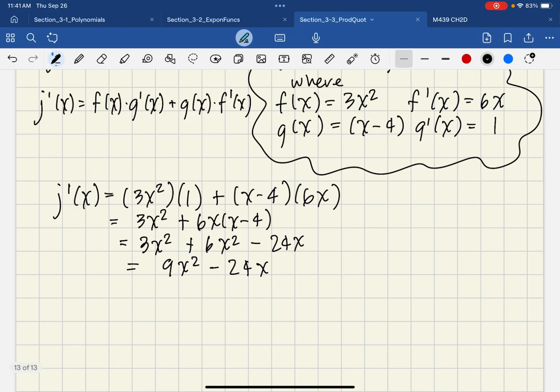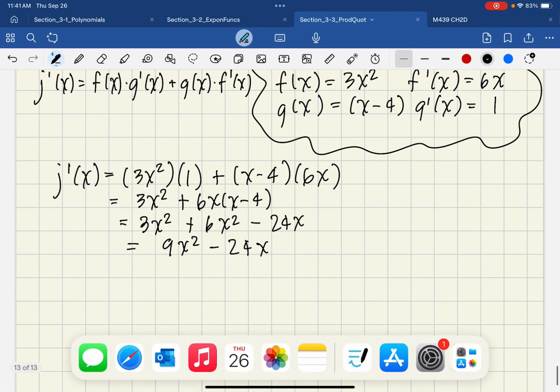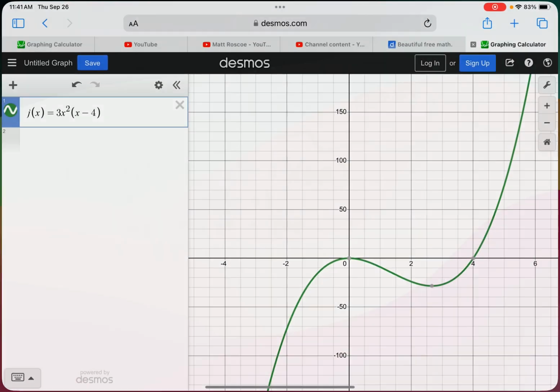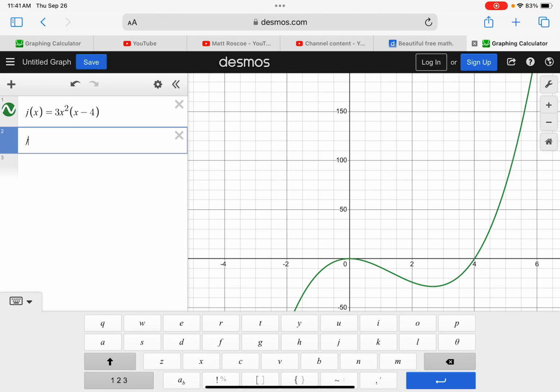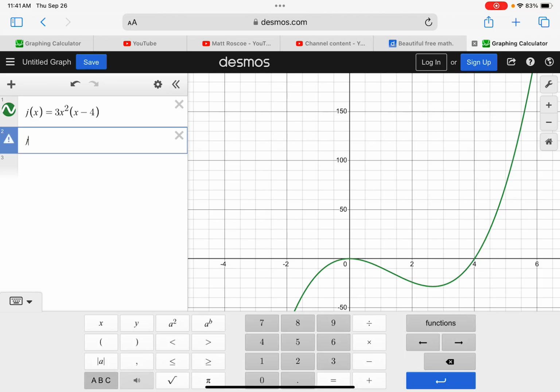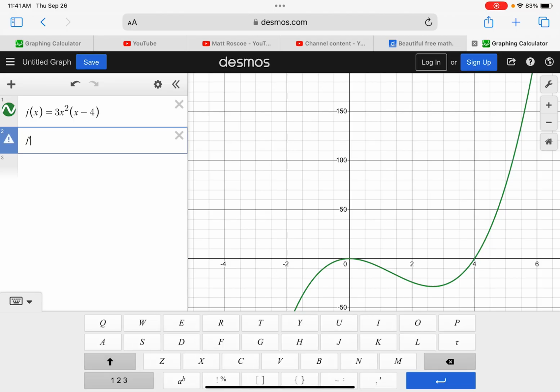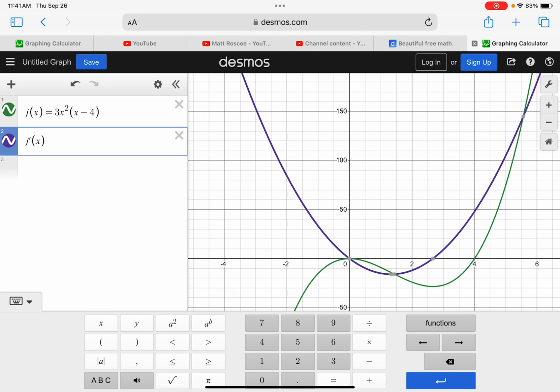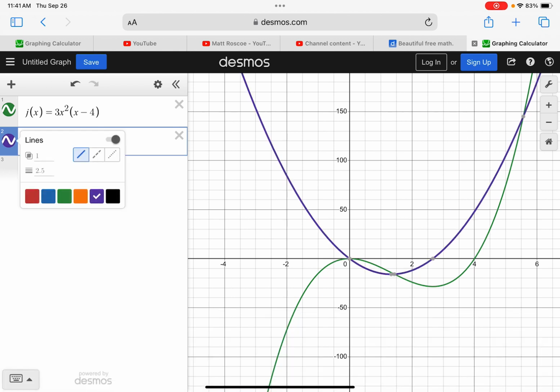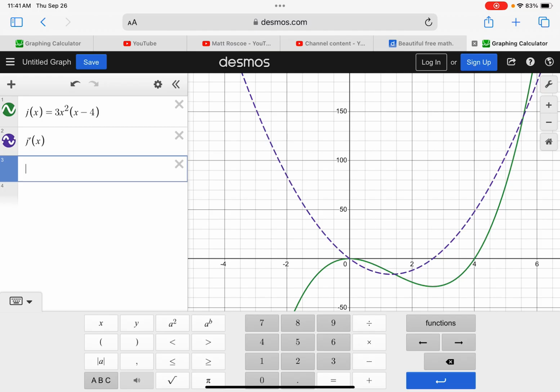Let's go ahead and see if Desmos backs us up. So I've written our function j of x. I'll put the derivative function in there to see what happens. j prime of x. Let's make it dotted so we can kind of see what it's doing. Yep. So third degree polynomial becomes second degree polynomial, it seems like.